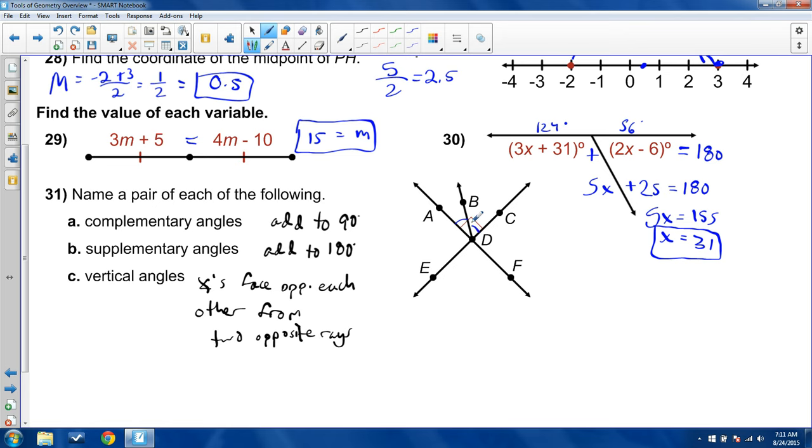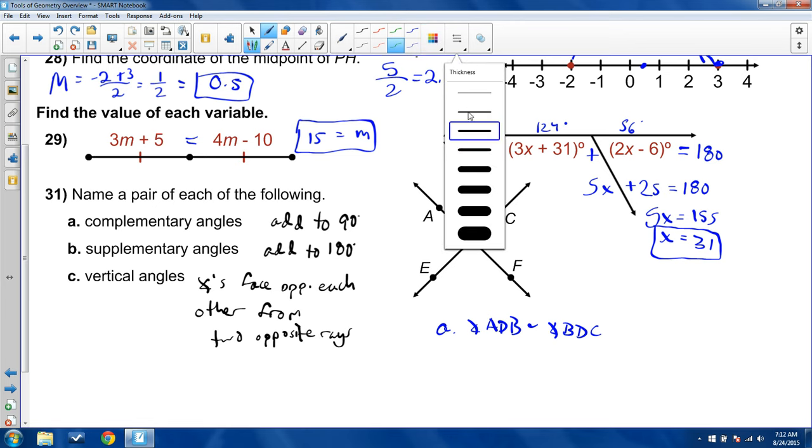So I have angles ADB and angle BDC, and those two are complementary. Those two add to 90 degrees. Now, they don't have to be right next to each other, forming an exact right angle to be complementary. If I had another one that was right here somewhere, and somehow this one plus this one was 90, then these two would be complementary as well. However, we don't have that scenario, and I really only need one, just one pair.